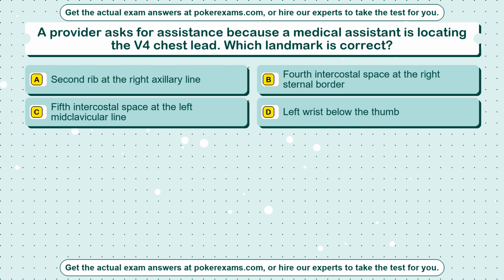Question 16. A provider asks for assistance because a medical assistant is locating the V4 chest lead. Which landmark is correct?